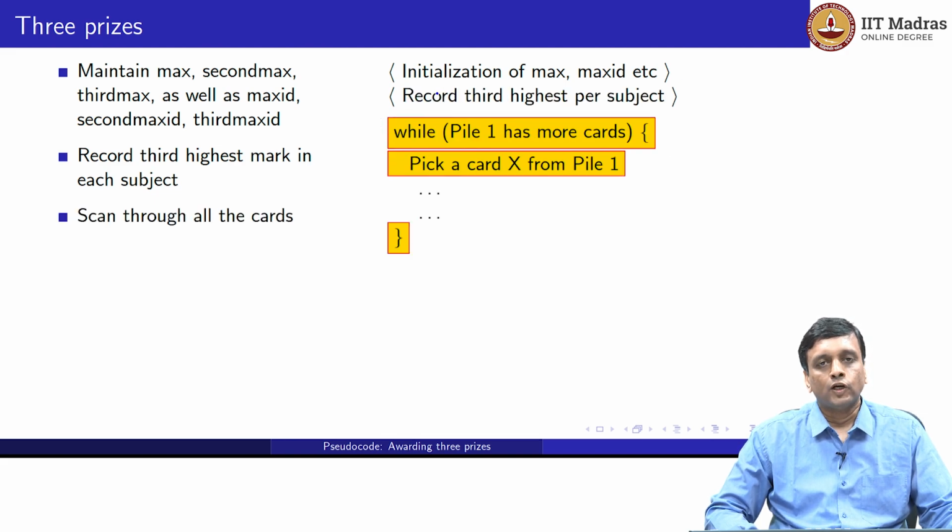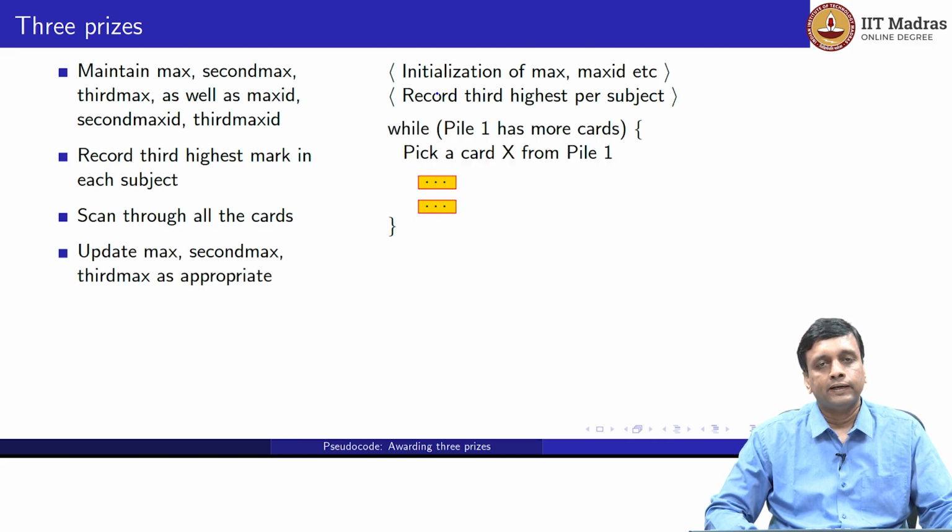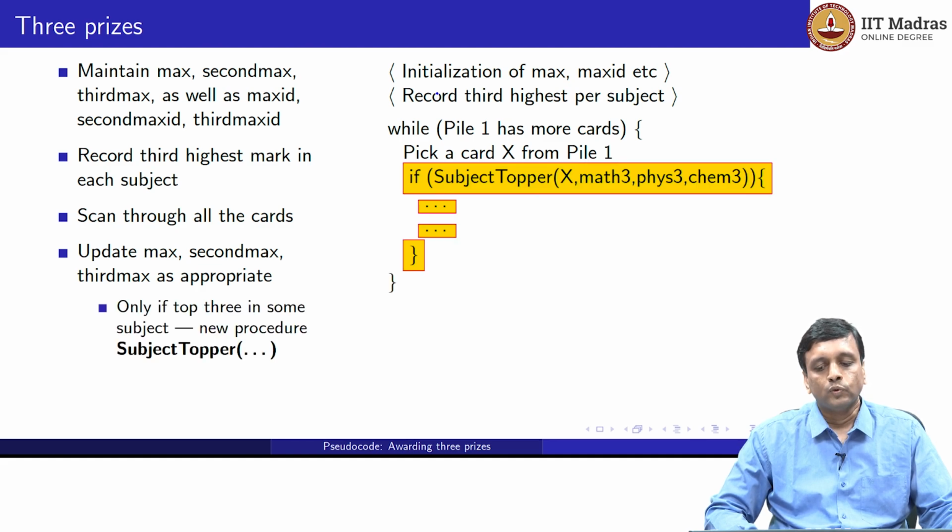So now we have our familiar loop where we pass through all the cards and we do something, and that something is to update the max, second max and third max for the totals. But remember that we do this only if the card qualifies as a subject topper. So we have to check whether the marks on this card for each of these 3 subjects, whether at least one of them is above the third highest. And since we don't want this to be computed again and again, we assume that we will use the values we have already stored in these maths 3, physics 3 and chem 3 variables.